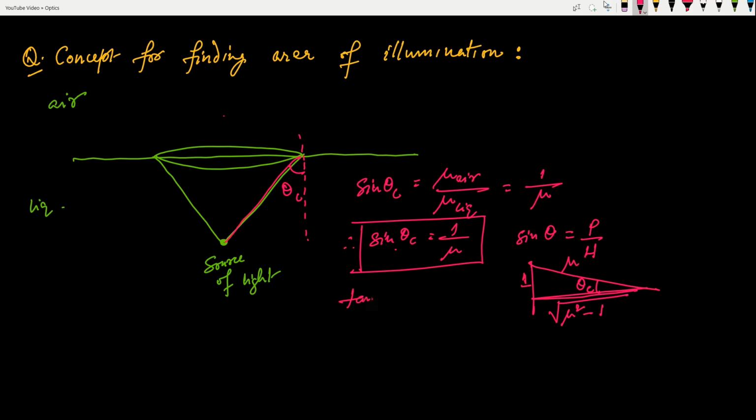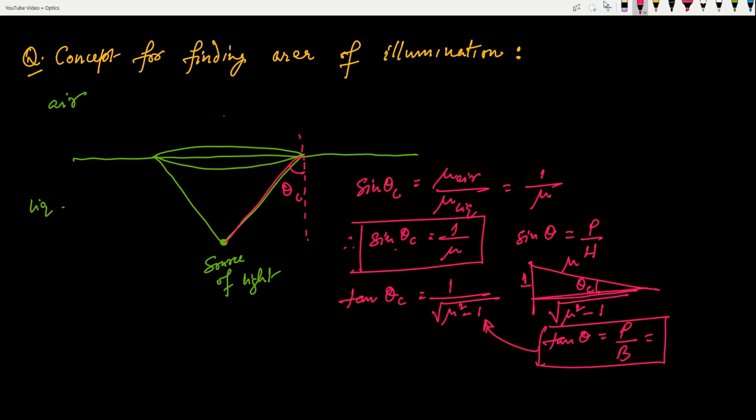Therefore we can say that tan theta c is equal to 1 by square root of mu square minus 1, because we know that tan theta is equal to perpendicular by base. Perpendicular is 1 and the base is square root of mu square minus 1. So this is clear. Now you may be thinking why I have found out tan theta c. Now things will be clear.